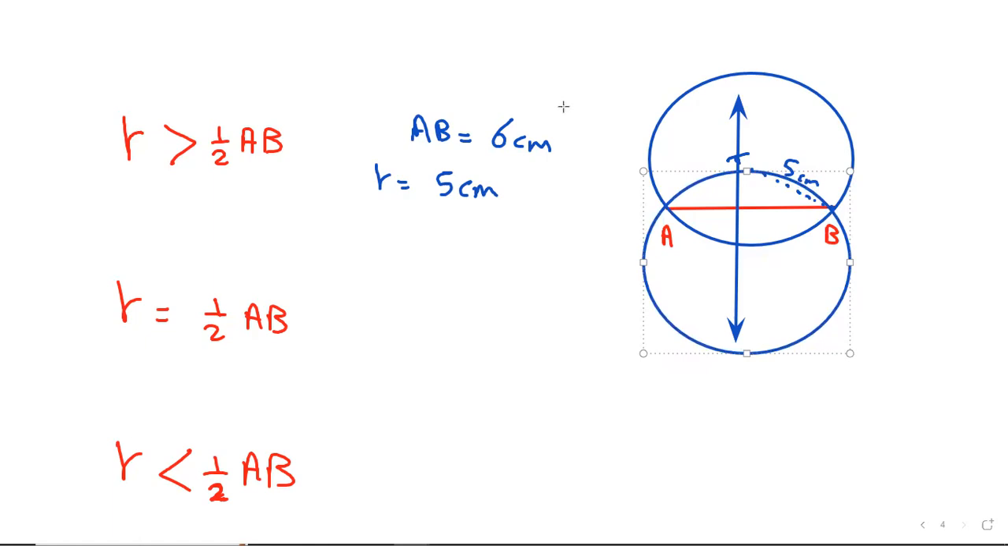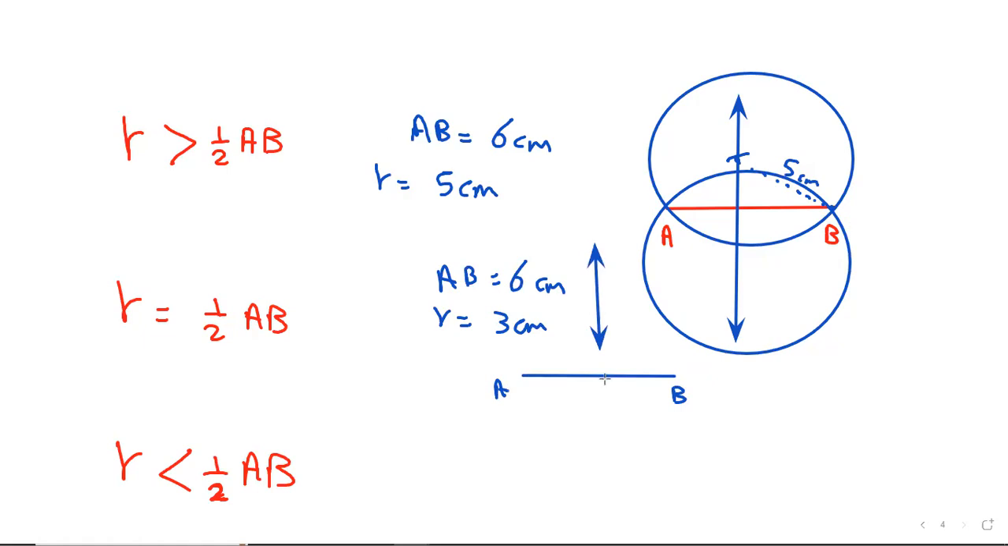If AB is 6 centimeters, and I want to draw a circle whose radius is 3 centimeters, here we can draw only one circle. You draw an axis of symmetry, then open your compasses at 3 centimeters. In this case, you will find the center of the circle lies at this point. So we can draw only one circle.